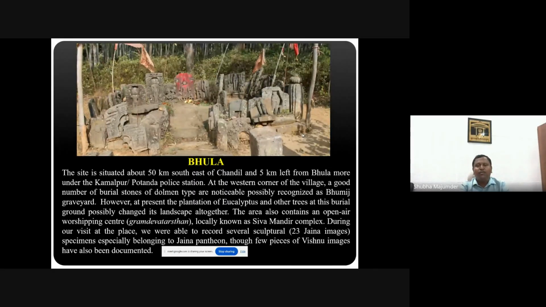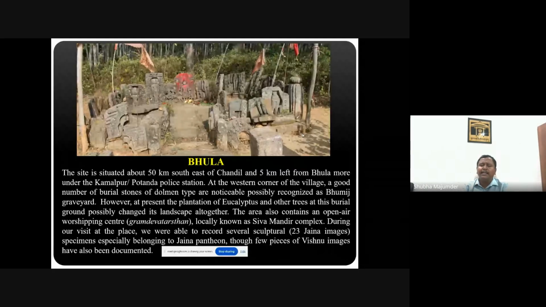The site is 50 kilometers from Chandil, the famous Chandil inscriptions, and 5 kilometers from Bhula mode. This is a very good and one of the best archaeological sites in Jharkhand. The Jain images were scattered, and they collected all the images and kept them in one place. But interestingly, not only Jain images are in this collection; we have also noticed some Brahmanical images like Vishnu and Shiva. Vishnu images especially in this area, and also some Chomukha. You can see that on your right side, the Chomukha is also visible.